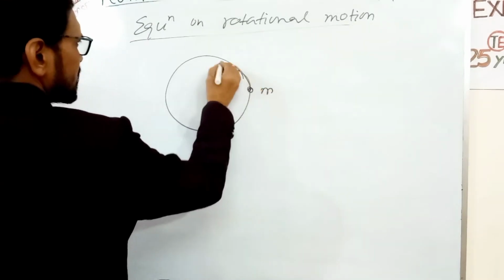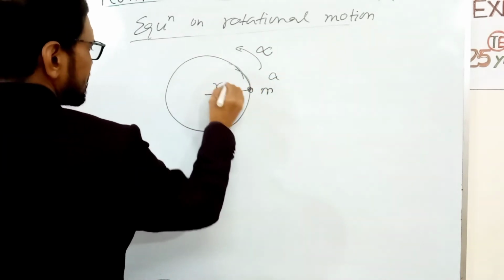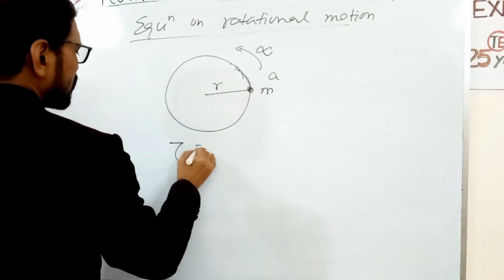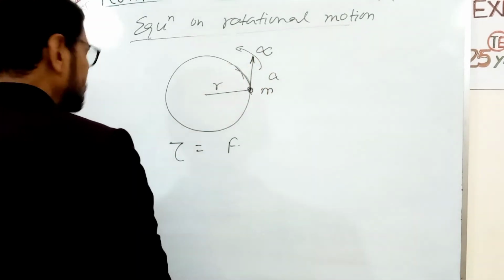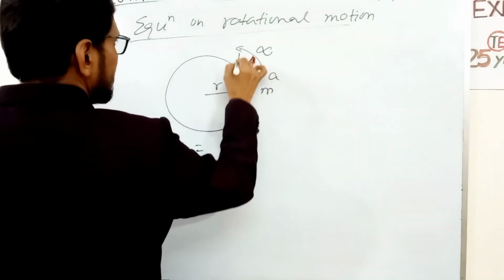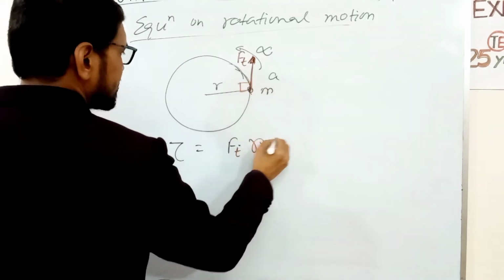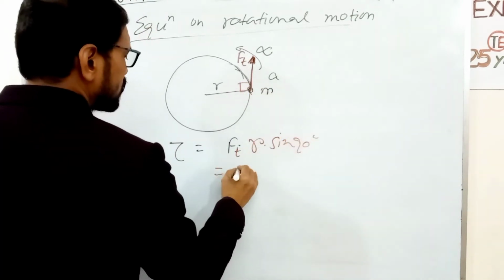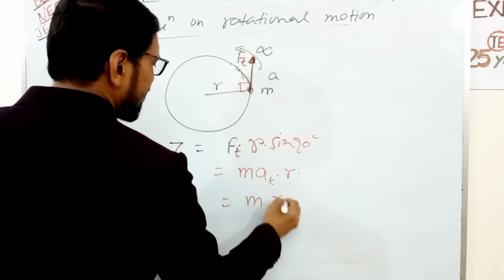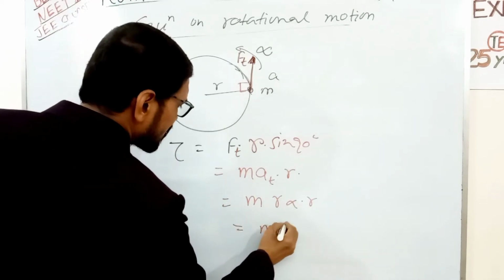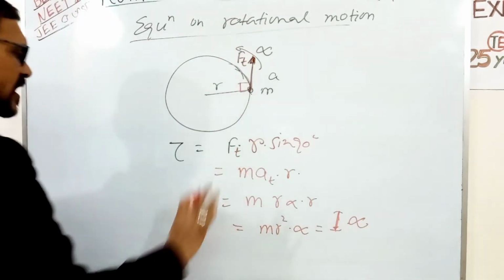Suppose a body is rotating with angular acceleration alpha and linear acceleration a, and the radius is r. Now what is the torque? Torque equal to force into perpendicular distance. The force here is Ft, the tangential force, and r is at 90 degrees. So Ft equal to mass into linear acceleration, m into at, which is r alpha. So m into r alpha into r gives m r square into alpha, and m r square equal to I. That's why torque equal to I alpha.